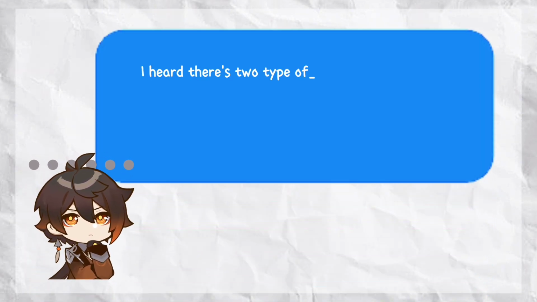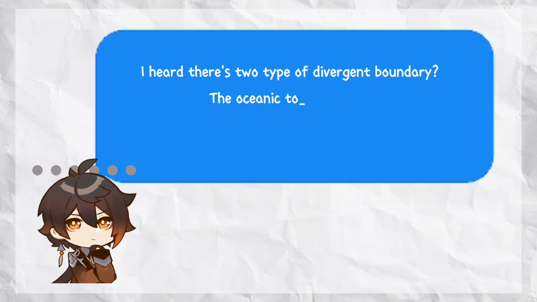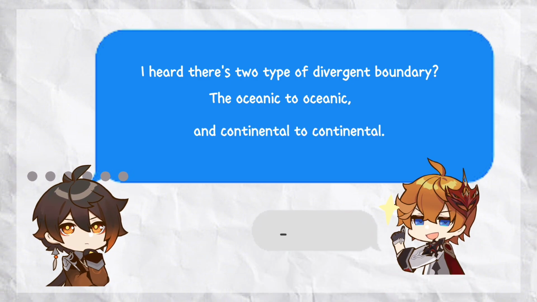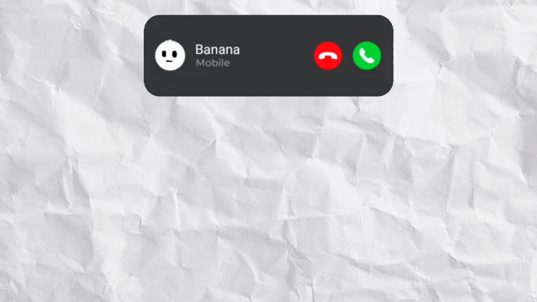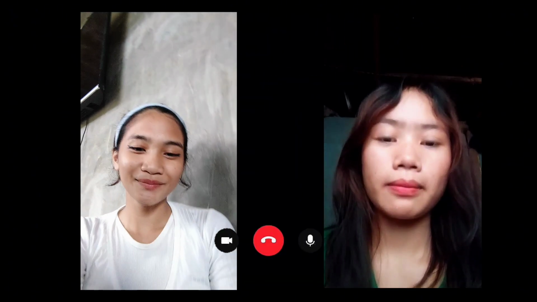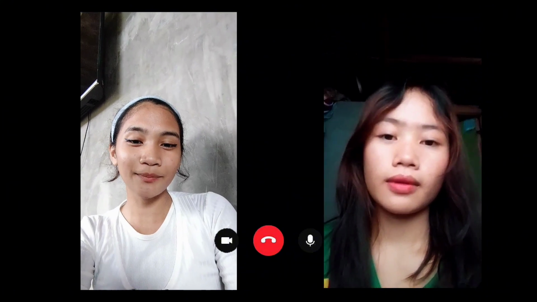I heard there's two types of divergent boundary. The oceanic to oceanic and continental to continental. Yes. Oh, someone's calling. Hi Liza. Do you mind explaining the two types of divergent boundary?